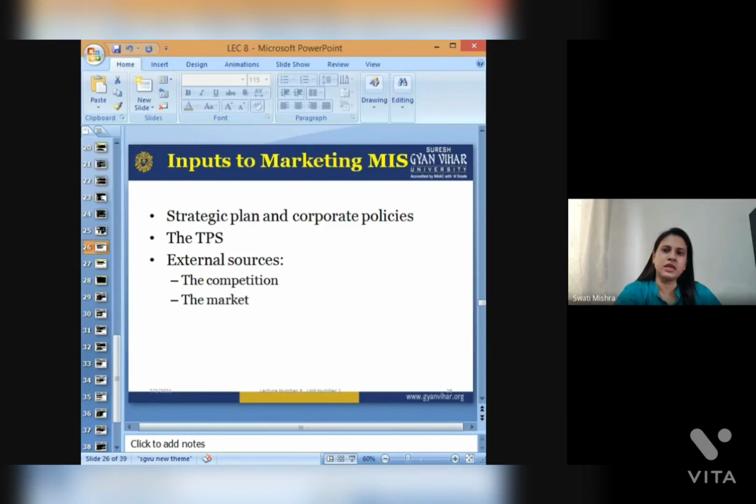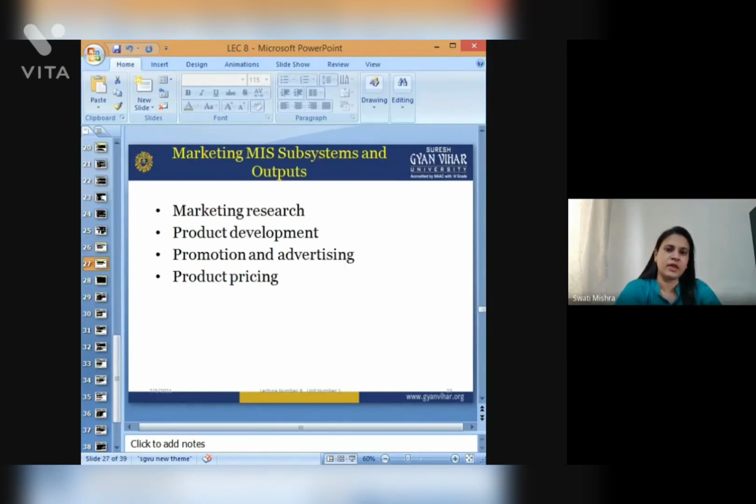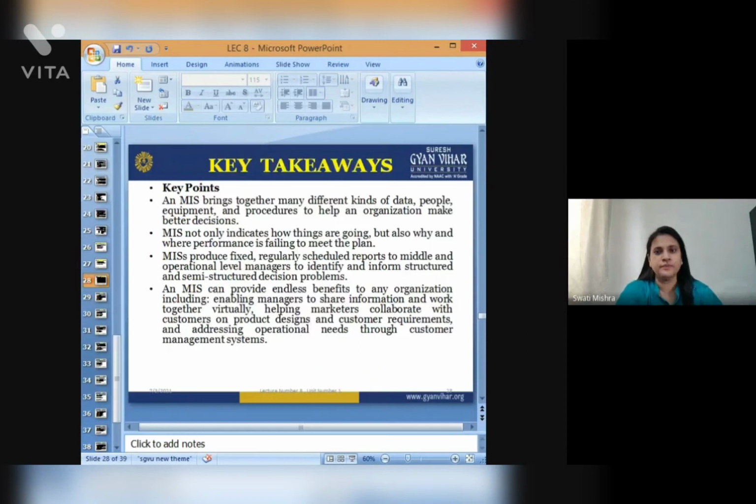So as far as the inputs to the MIS are concerned, any kind of strategic plan, corporate policies, the TPS, external sources like the competition, the market, everything from the information regarding everything will form your input to your marketing information system. And of course, they have some subsystems which are actually formulating the outputs of marketing information systems. These subsystems include the marketing research, product development, promotion and advertising, product pricing, and so on.